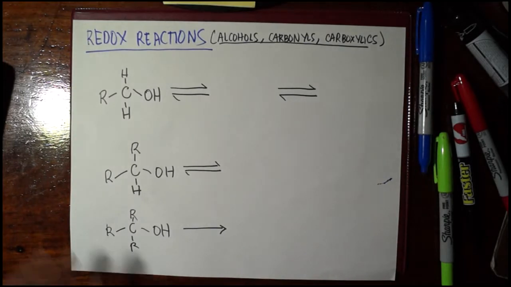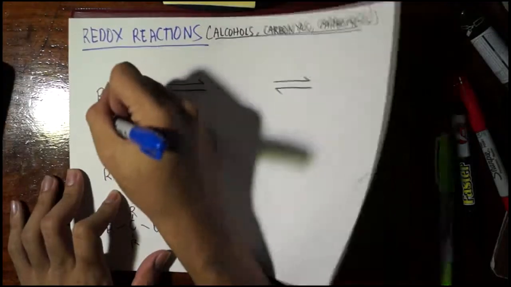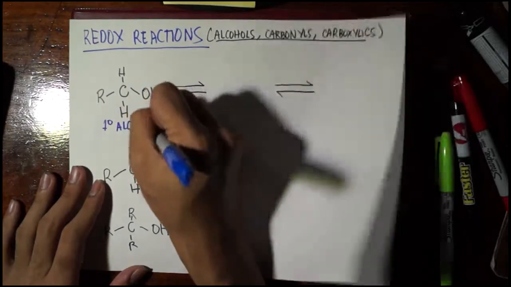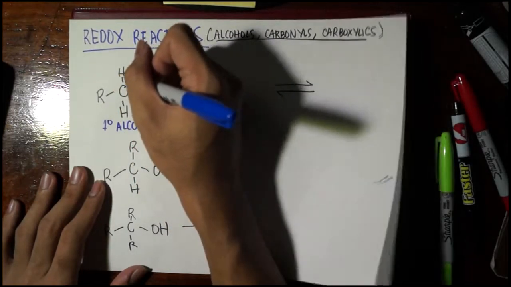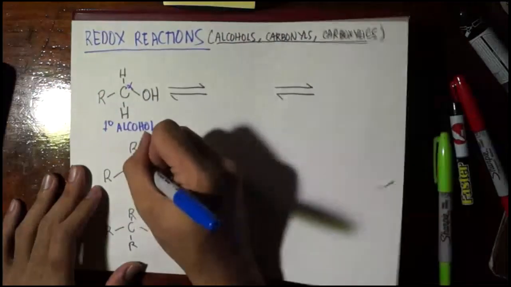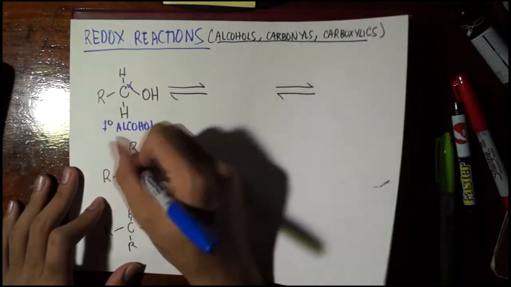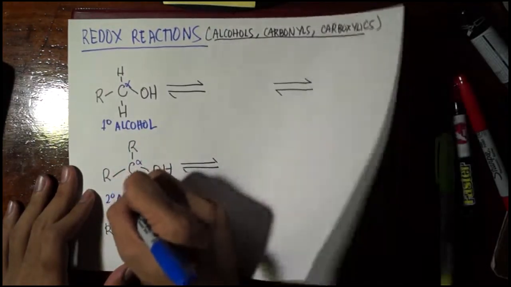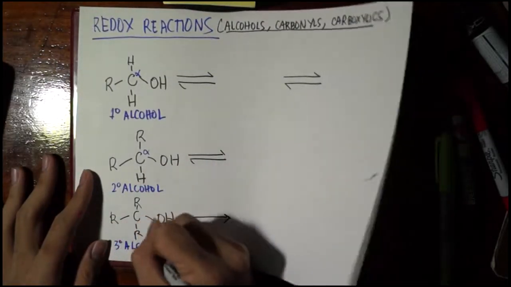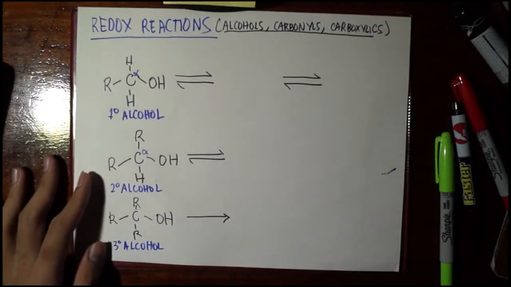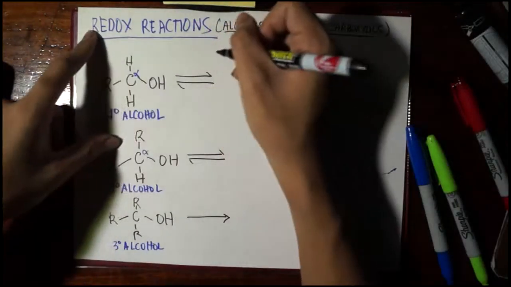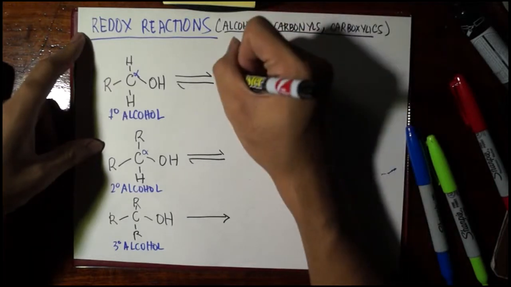So here we all start with an alcohol. Here we have a primary alcohol, obviously, because this is the alpha carbon and one of its groups is R, but only one R, so that's why it's primary. Here we have two R groups attached to the alpha, that's why we call this a secondary alcohol. And since in this we have three, we have a tertiary alcohol.